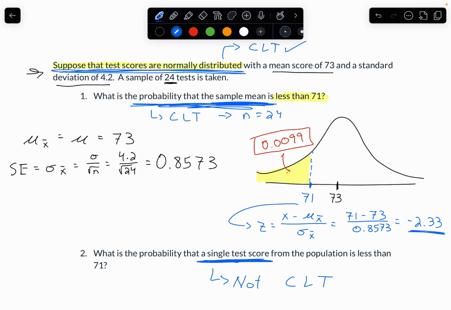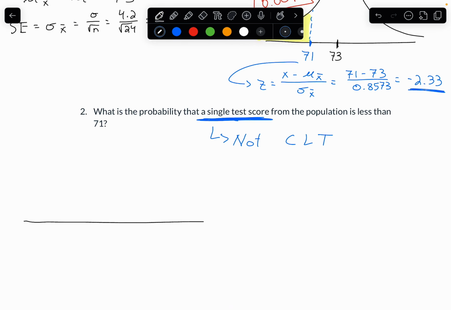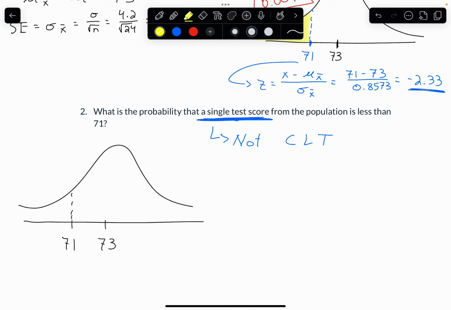And this is why it was so important that we talk about this way back at the beginning. We know that our test scores are normally distributed, which means that we get to use our regular old normal distribution. So we can draw out our normal curve and we can say, the mean was 73, here 71, and we're looking for that area to the left here. So it's important that when we look at this, we determine that we're dealing with something which is normally distributed.